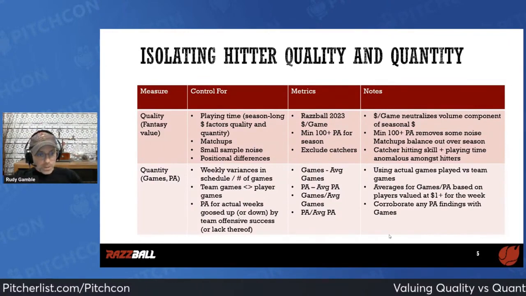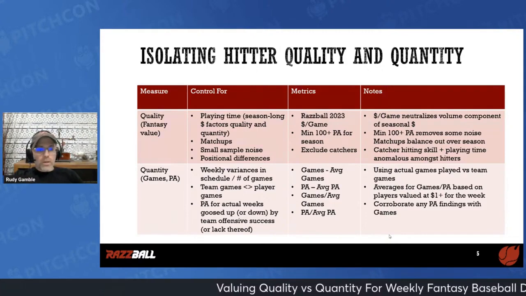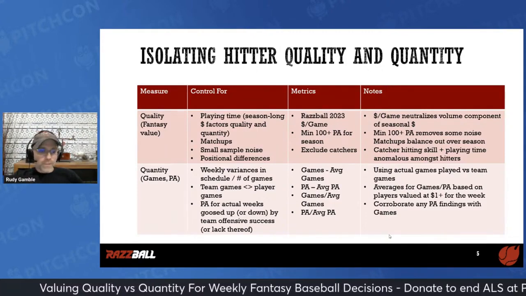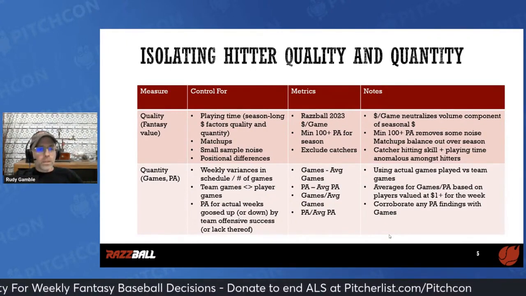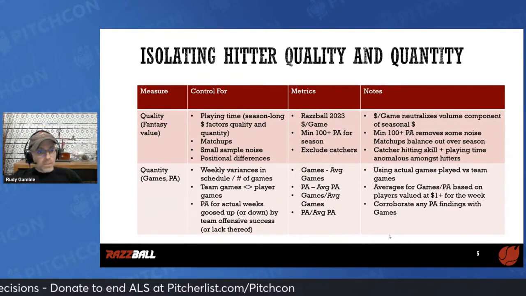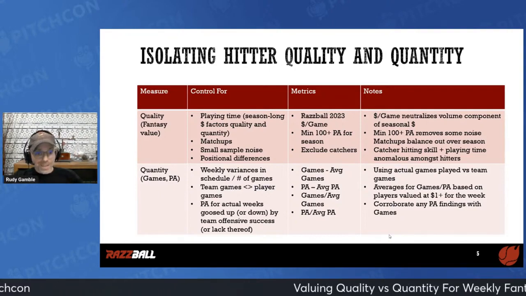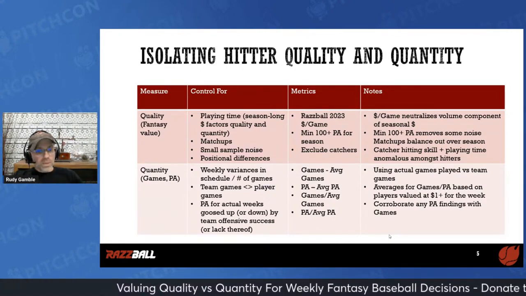On the quantity side, we know that there's some weeks where every team seems to play 7 games, others a lot play 5. How do you factor that in? You could have a case where one team plays 7 games, one team plays 5, but if the 7-game team has a platoon player and only plays 5, that's the same as a guy who plays all 5. So we want to look at player games.